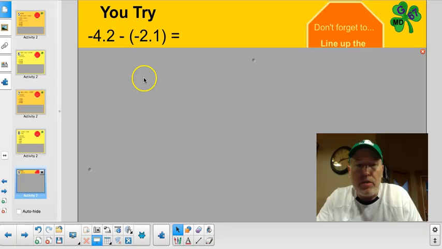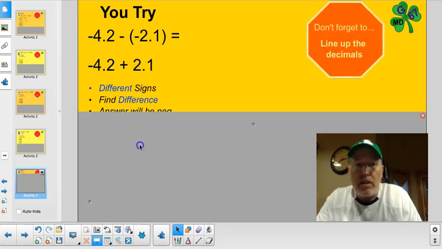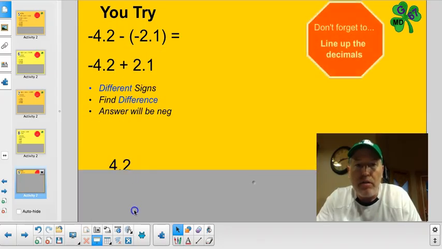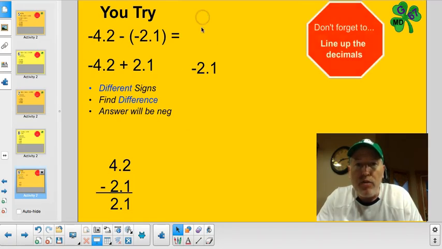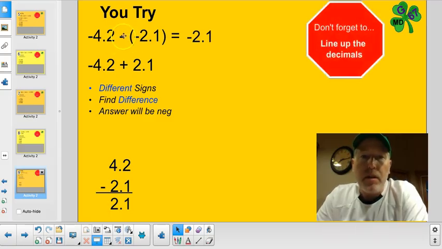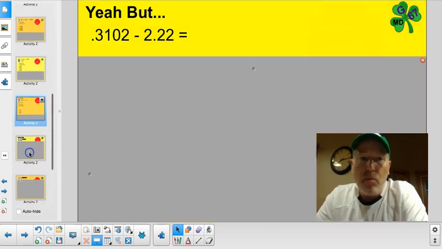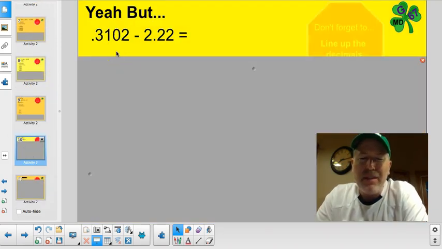Okay, you're being so patient with me. I'm just going to roll this down and let you take a look at the answer and how I worked it out. Should have had a negative 2.1. I know it's kind of weird, but you're taking away a negative, which is the same as adding. All right, I think I have one more. But look at this one.